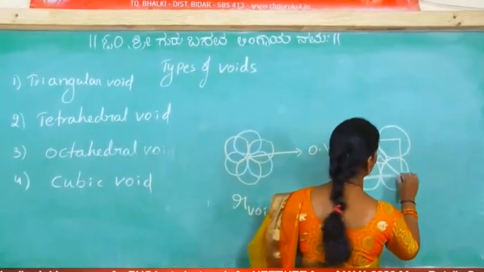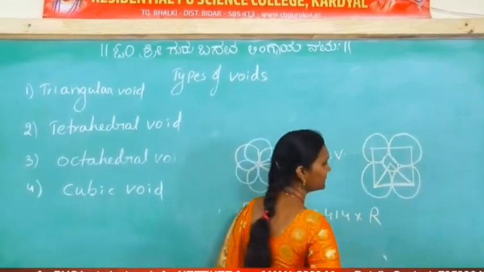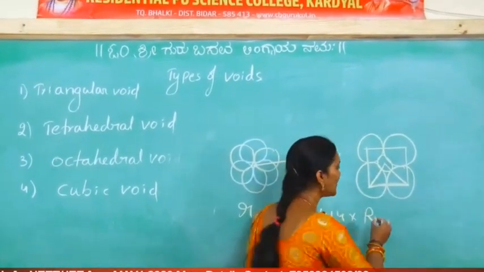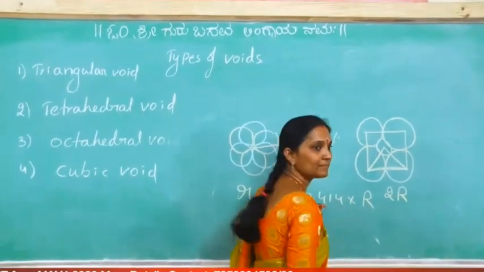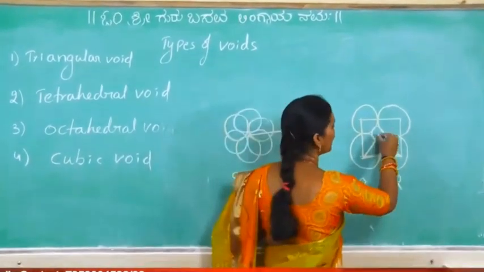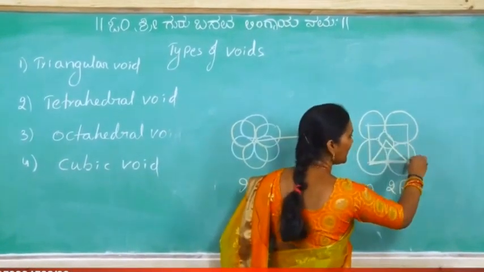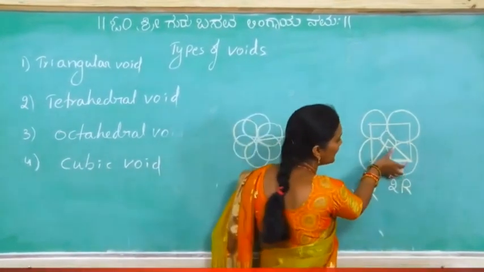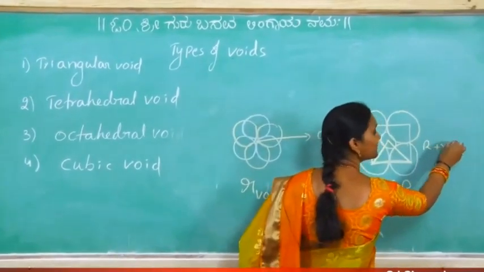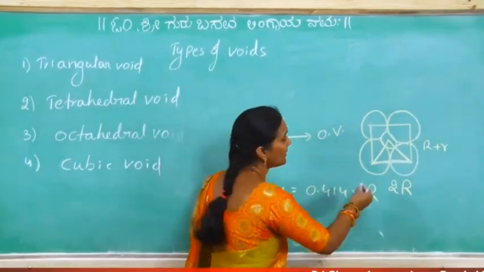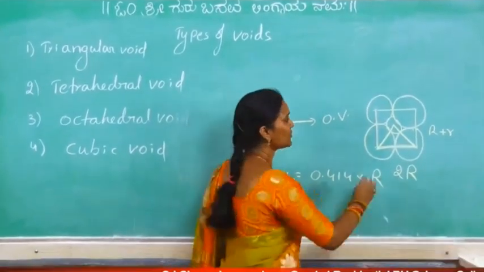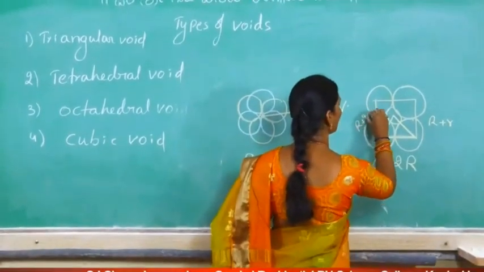Now, how to find this? The total length equals the radius of this sphere plus the radius of this sphere, nothing but 2r. This length is 2r. Now it is a right angle triangle, and this length equals the radius of sphere plus the radius of void, nothing but r plus r. Yes or no? And this one is the same, r plus r.